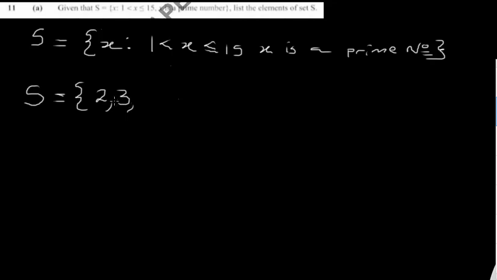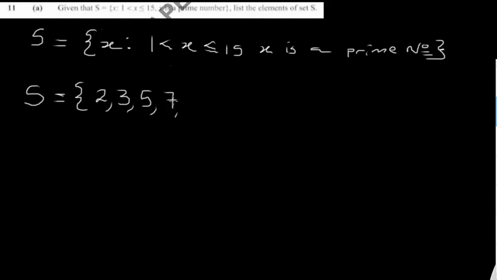What of 4? Well, 2 can go into 4, so no. And what about 5? 5 is a prime number. 6. So many numbers can go into 6, so no. 7. Is 7 a prime number? Yes. 8. No. 9. Is 9 a prime number?